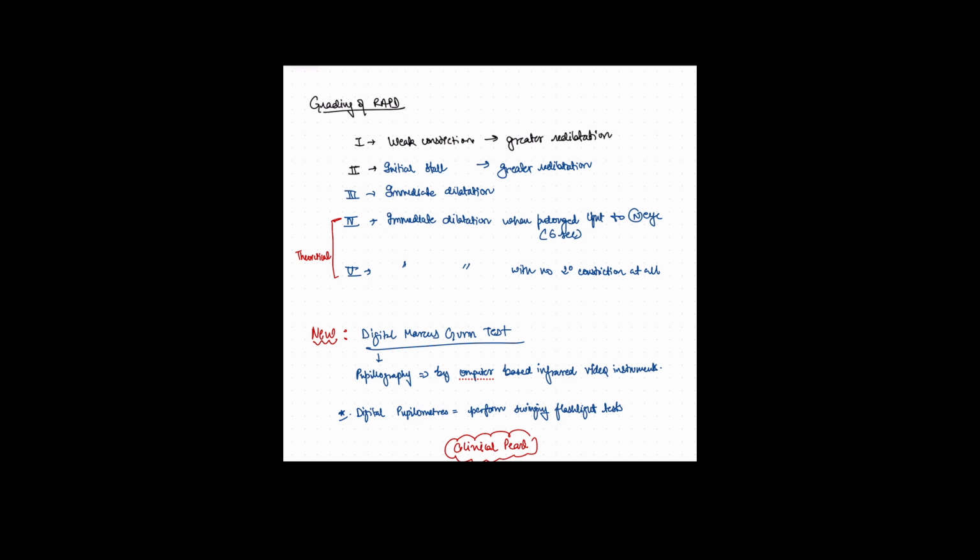The fourth and fifth stages are theoretical. We cannot elicit them practically. Fourth stage is immediate dilatation when prolonged light is given to the normal eye. Prolonged means 6 seconds. Stage 5 is immediate dilatation with no secondary constriction at all.